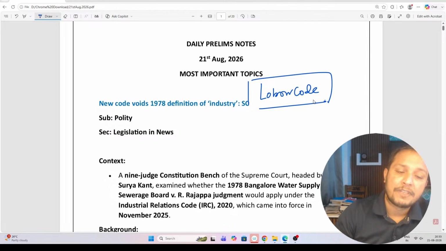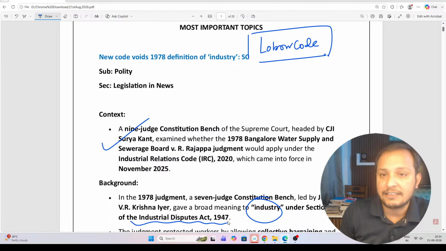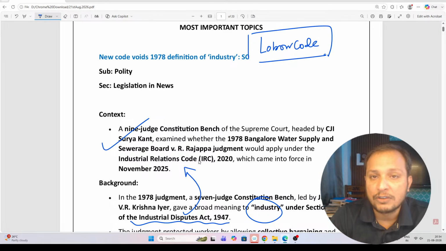You can see there was a 9-judge constitution bench of the Supreme Court, which was headed by the CJI Suryakant, and it was examining the definition of industry, which is given in the Industrial Disputes Act. Does it apply to the Industrial Relation Code 2020?